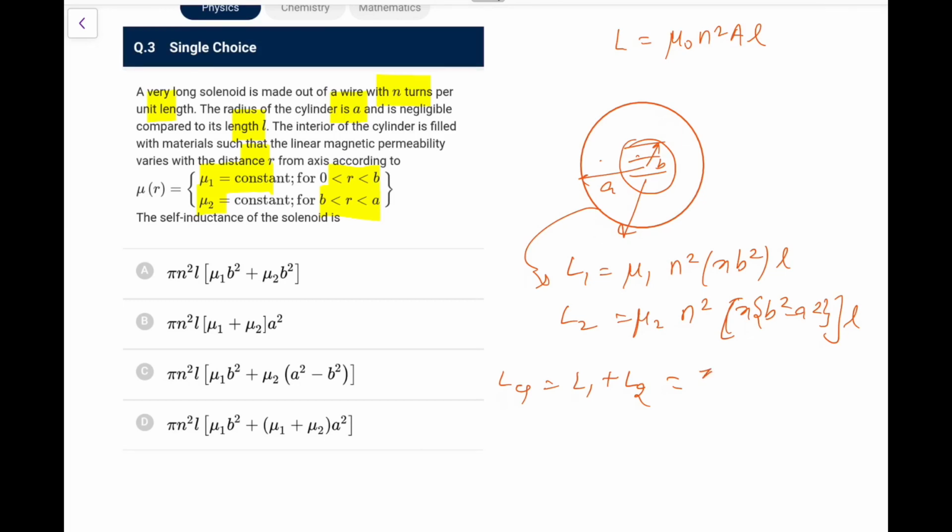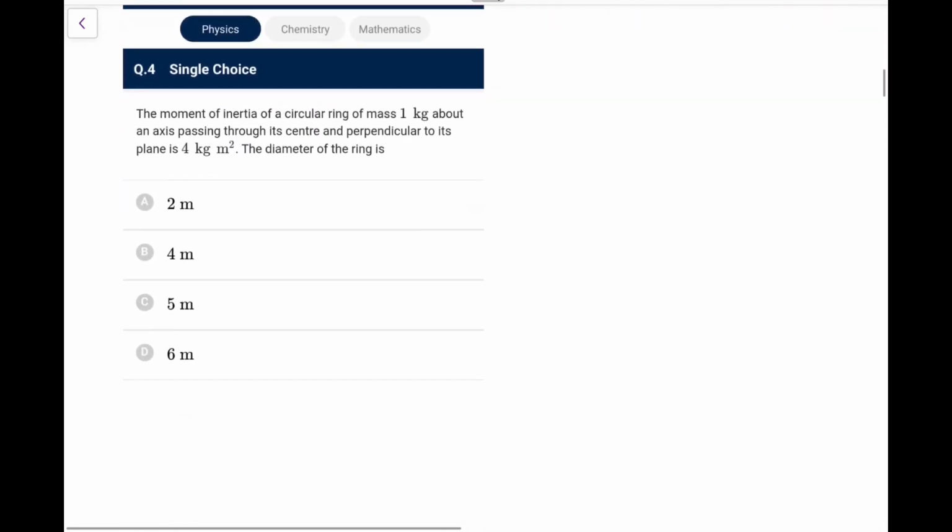So it's L1 plus L2, so I can take pi n square L common, it would be mu1 b square plus mu2 times a square minus b square. A is bigger, so I should be careful with this. So going by the options, it would be option C. Again, a nice question, nicely designed one.